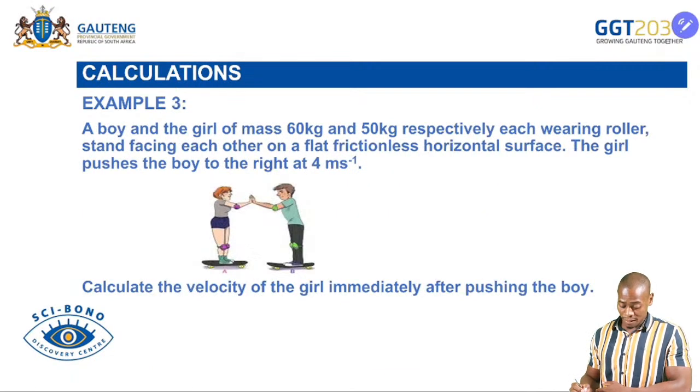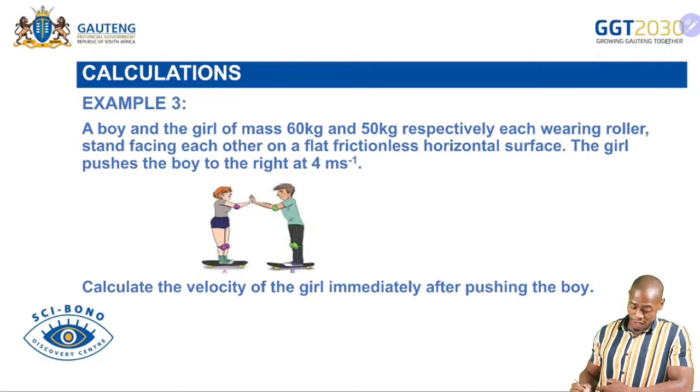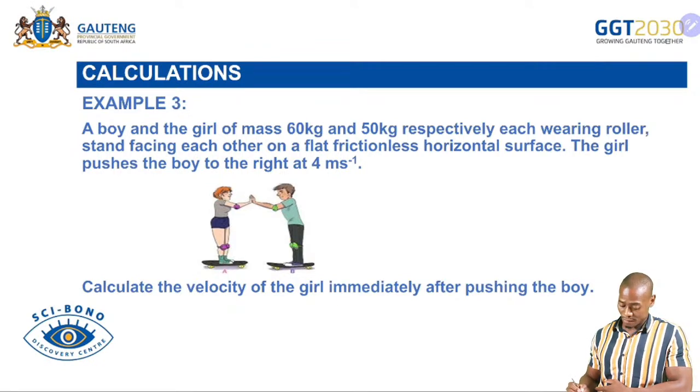So that is our scenario number 2. Then number 3 is an explosion, or when objects are moving as one before collision, but after collision they're moving at different velocities. A boy and a girl of mass 60 kilograms and 50 kilograms respectively. Respectively is very important. So the mass of the boy, because we started with the boy in the statement, is 60 kilograms, and the mass of the girl will be 50 kilograms.